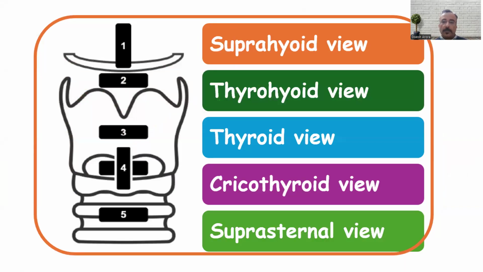As we had discussed while choosing the appropriate probe, for supraheight evaluation, since deeper structures are to be visualized, we use a curvilinear probe, and for the rest of the structures, we'll be using a linear probe. So, first view is the supraheight view. Then we can descend downwards and visualize the thyroid membrane and the various structures, then through the thyroid cartilage, then through the cricothyroid membrane, and subsequently suprasternal view. The sequence of scanning, cranial to caudal or caudal to cranial, will depend on the preference of the anesthesiologist.